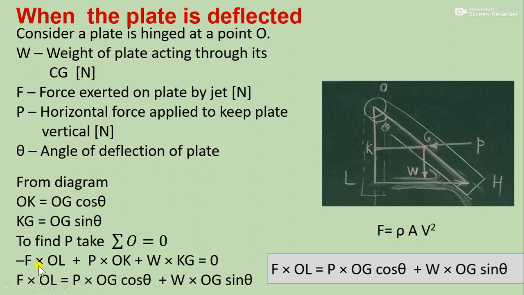So, separating the terms, we have the equation F into OL is equal to P into OK plus W into KG. Now for OK we substitute OG cos theta, and for KG we substitute OG sin theta. Hence we have this relation: F into OL distance is equal to P into OG cos theta plus W into OG sin theta. This expression we use in the numerical.